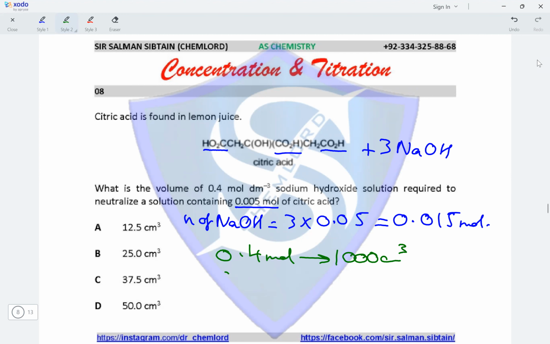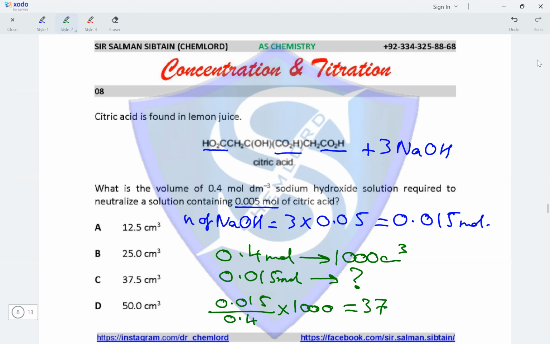So 0.015 moles, the moles which are needed, will be present in what volume of the solution? So we can calculate this to be 0.015 divided by 0.4 multiplied by 1000, giving us a value of 37.50 cm cube of NaOH, making option C the correct option for this question.